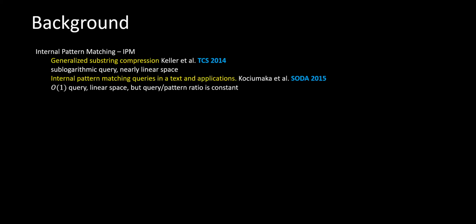So Kellerer et al. had an internal pattern matching solution, which had sublogarithmic query time and required nearly linear space. And of course, later there is the Kociumaka paper, the celebrated Kociumaka paper, where we had constant query time and linear space, but the limitation here is that the size of the query should be more or less equal to the size of the pattern.